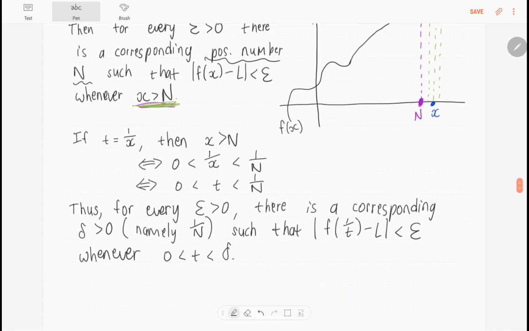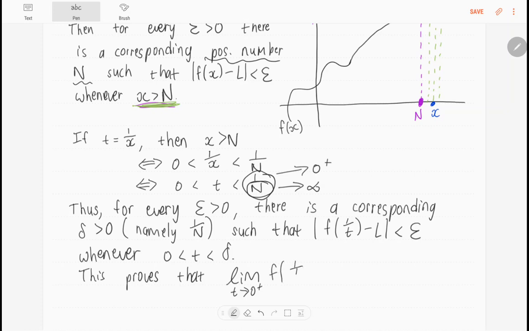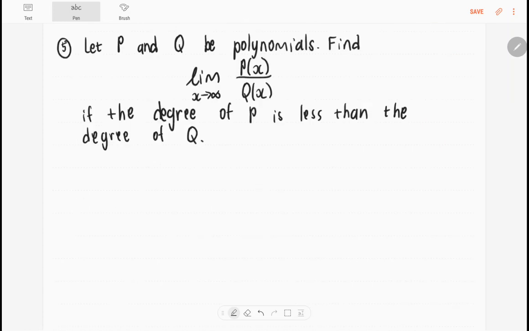So, this proves that the limit as t approaches 0 from the right, which is what happens when n approaches infinity, then 1 over n approaches 0 from the right, of f of 1 over t has to be equal to L, which is equal to the limit as x approaches infinity of f of x. And that's the end.